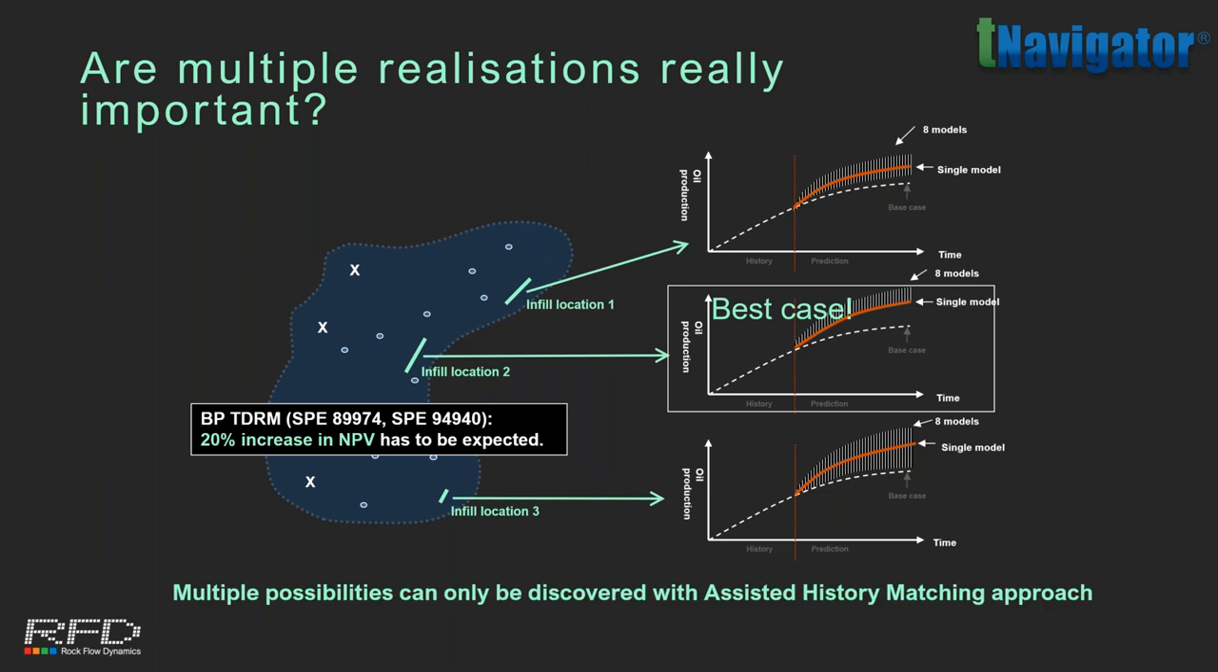It's very important to mention that multiple history match models can only be recovered from assisted history matching, because doing it manually, we will be quite subjective. We will follow the same path. And even if we repeat history matching exercises many times based on various base models, we are very likely to find very similar solutions. So this is probably the most important thing when it comes to assisted history matching, a bigger advantage over the classical manual approach.